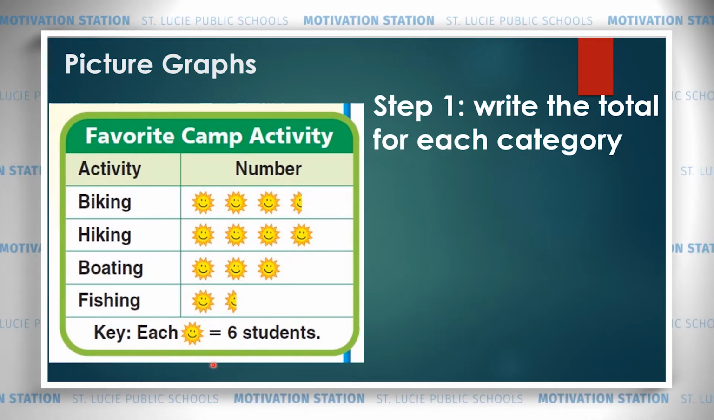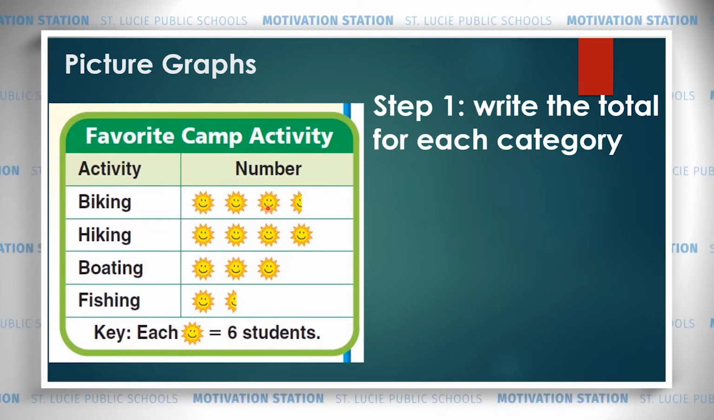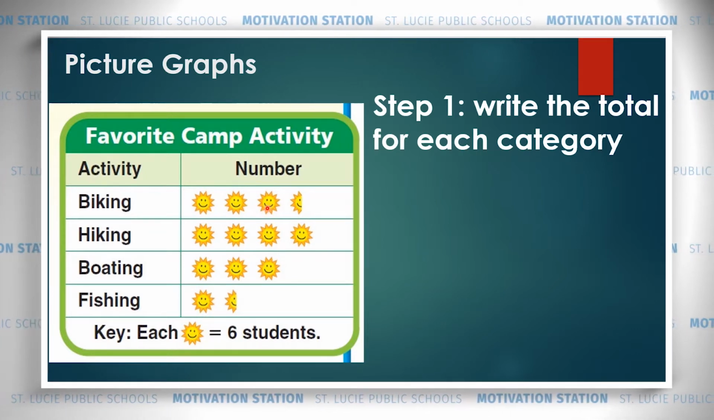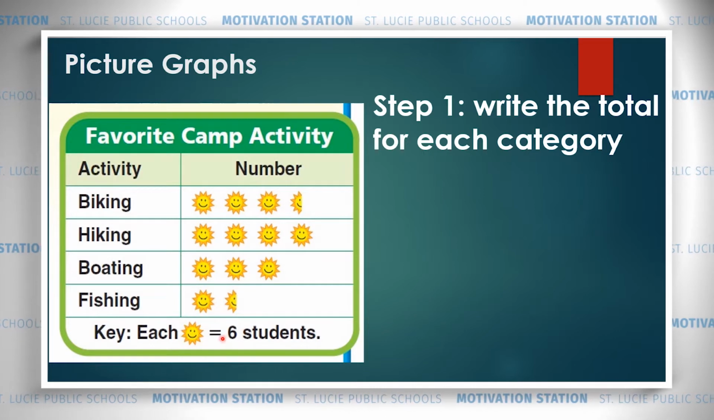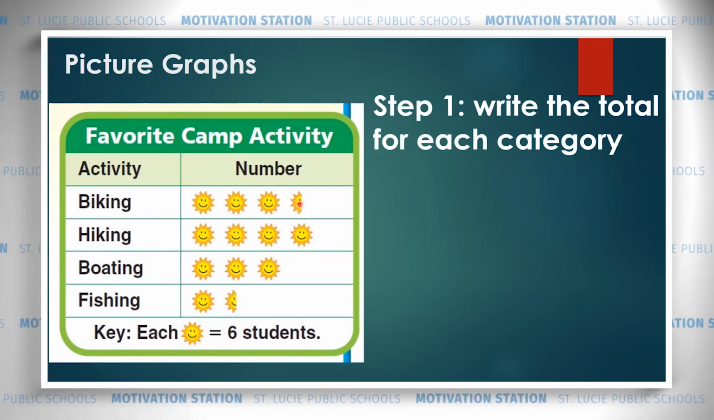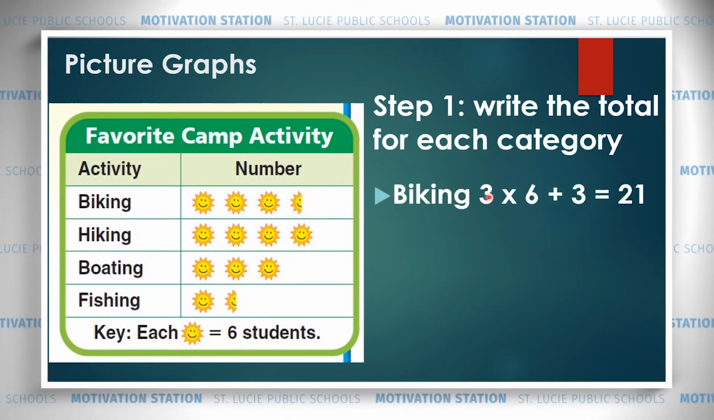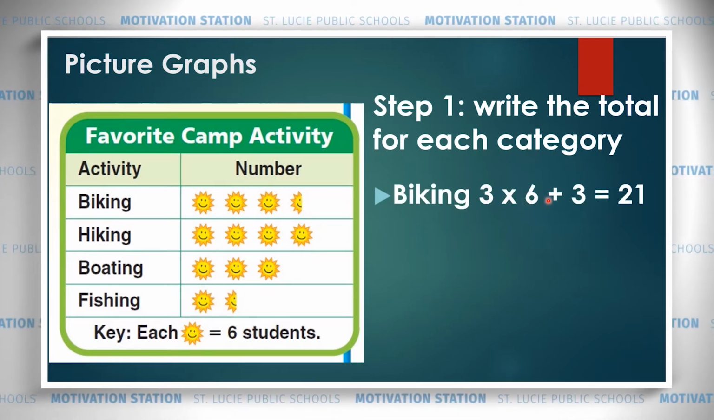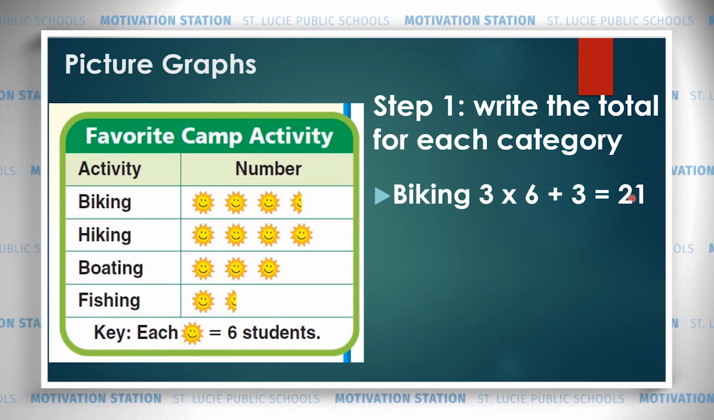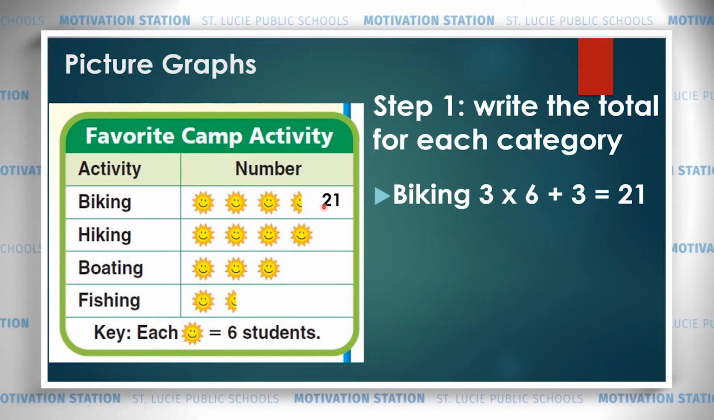So if we take a look at biking, there are 1, 2, 3 whole sunshines, so 3 groups of 6, plus a half of a sunshine, and half of 6 is 3, so biking would be 3 groups of 6 plus 3 equals 21. And we would just write 21 at the end of the row.